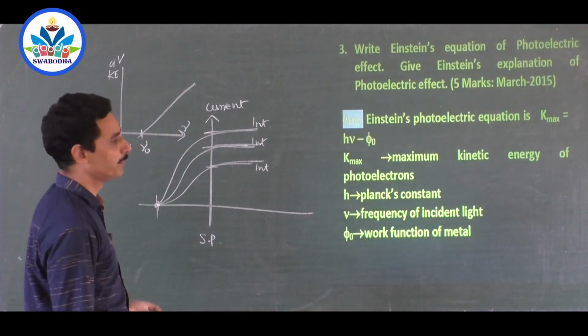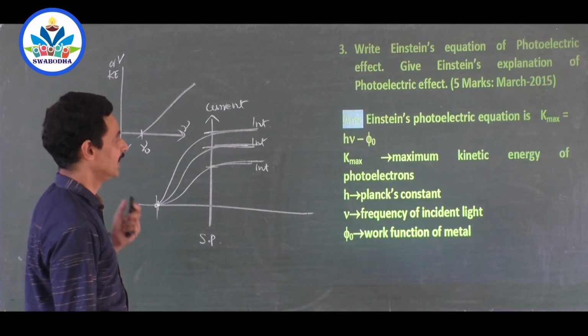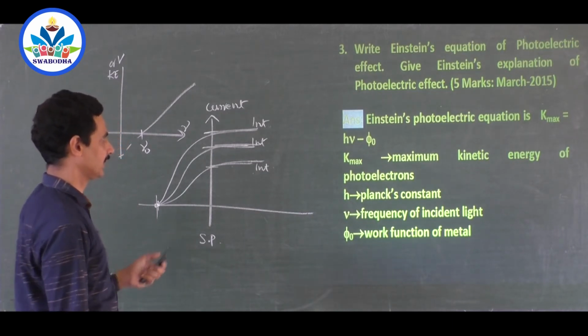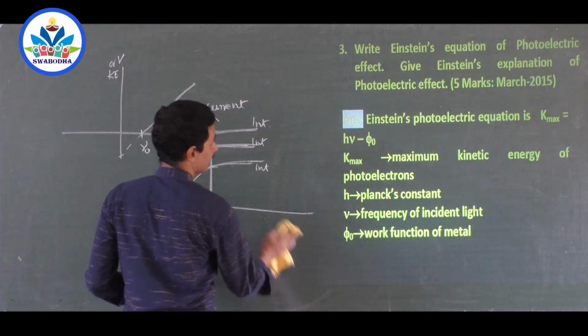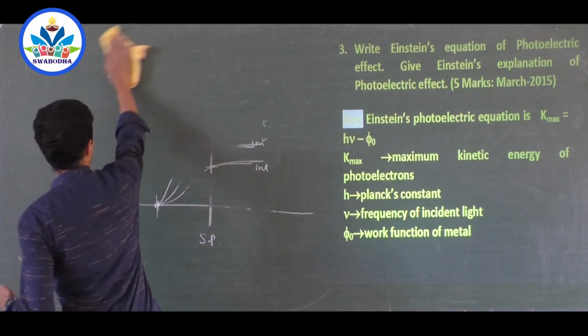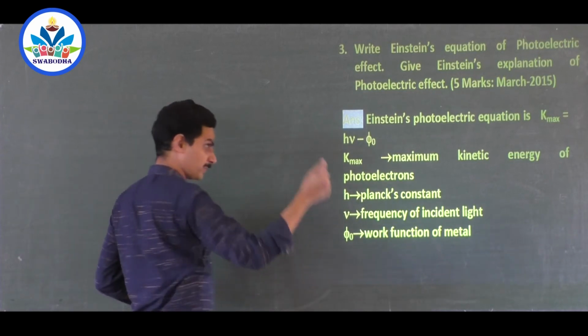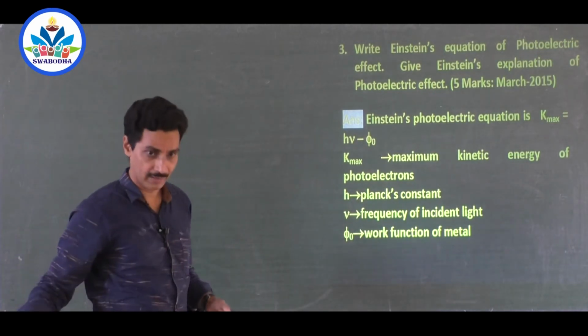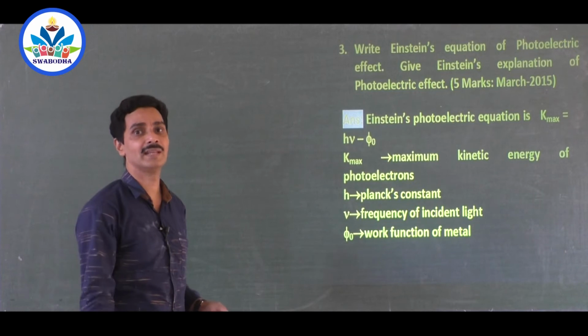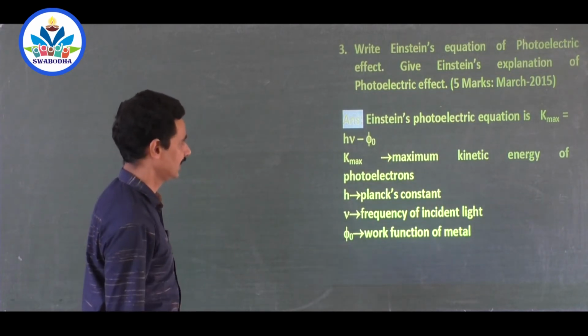Yes, this is another important question. Write Einstein's equation of photoelectric effect. Give Einstein's explanation of photoelectric effect, right? And on the experimental observations, what observations were given, and how did Einstein give explanations? So that is this one.